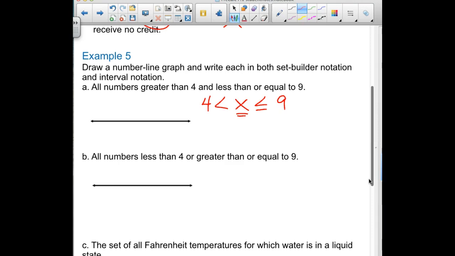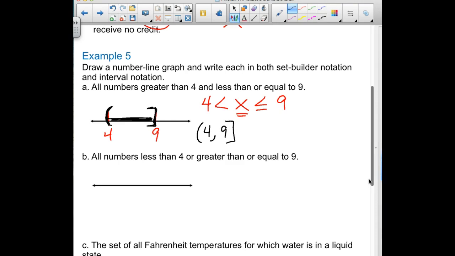Okay? On a number line, we have 4 and 9 as our endpoints. We can include 9, so we would put a squared off bracket there. We do not include 4, so we would do a rounded bracket. And then we want to show that we want all the numbers in between there. All right, with interval notation, we just use the same brackets we put on the graph. So rounded at 4 and squared off at 9.